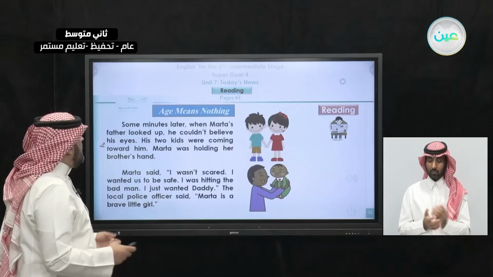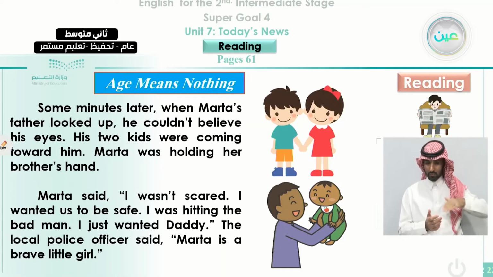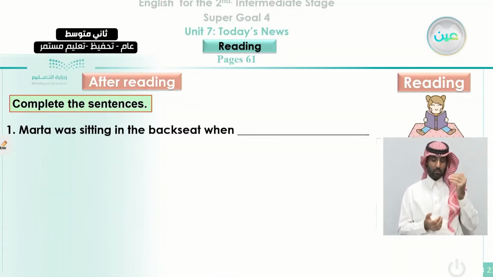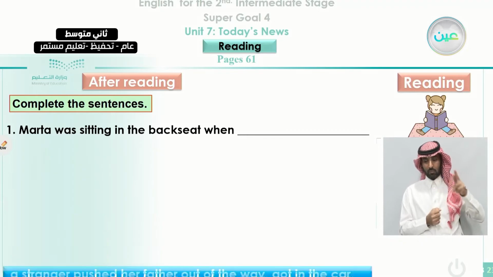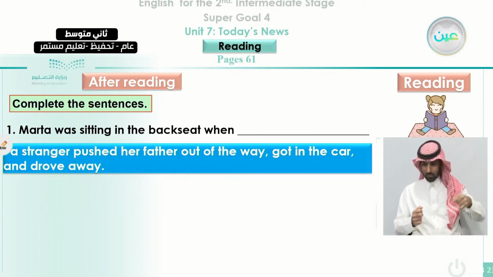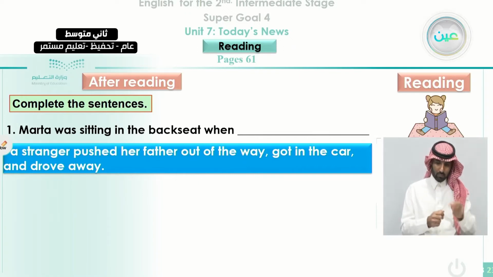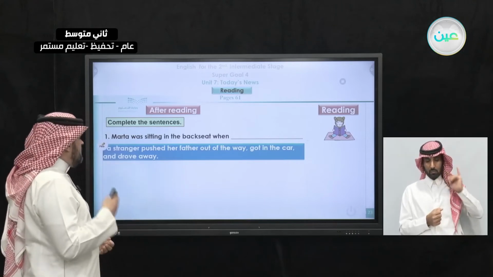Okay, so now we can tell that really Marta was a brave little girl because she saved herself and her little brother. Now let's complete these sentences about this story. Marta was sitting in the back seat. Now we're talking about two things that happened in the past. What happened while Marta was sitting in the back seat? A stranger, or a car thief, pushed her father out of the way, got in the car and drove away. All these three actions happened while Marta was sitting in the back seat of the car.